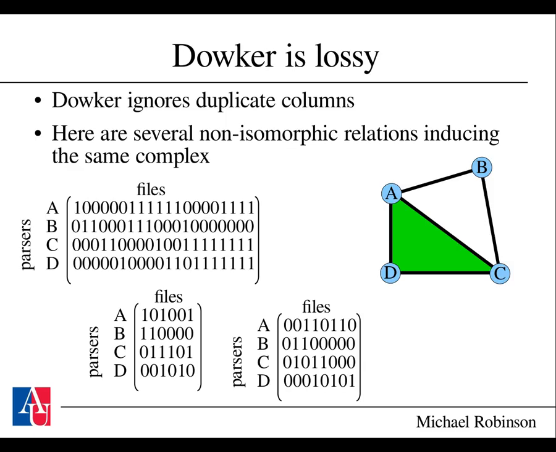Now, unfortunately, the Dowker complex, although it is functorial, it is lossy. It is a forgetful functor. So here are 3 different relations that are all non-isomorphic in the category of relations. They're all different. Yet they all induce exactly the same complex up to isomorphism. So there's information being lost.